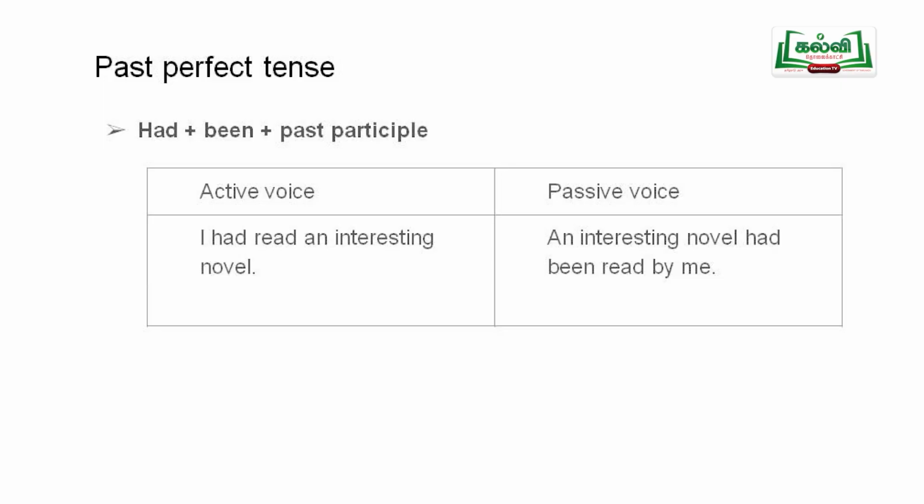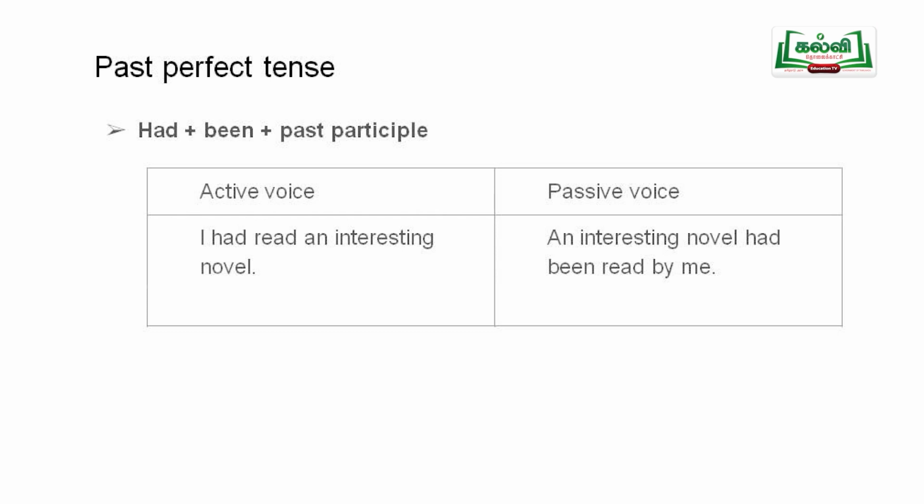Next, past perfect tense. The construction for this is had plus been plus past participle. The example, I had read an interesting novel. To convert this into passive voice, the object should come first. The verb had read should be changed into had been read by me. So the sentence is an interesting novel had been read by me.